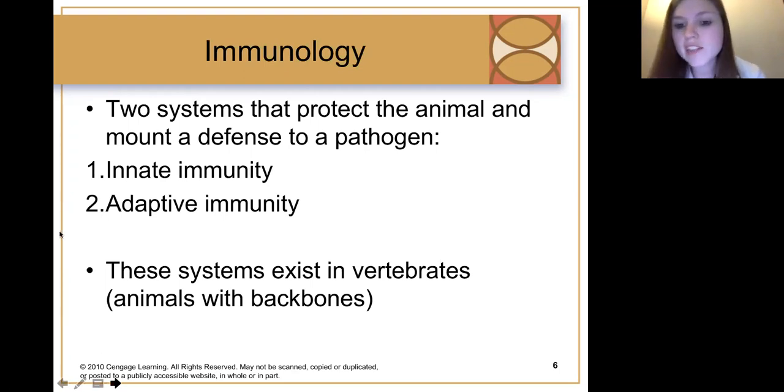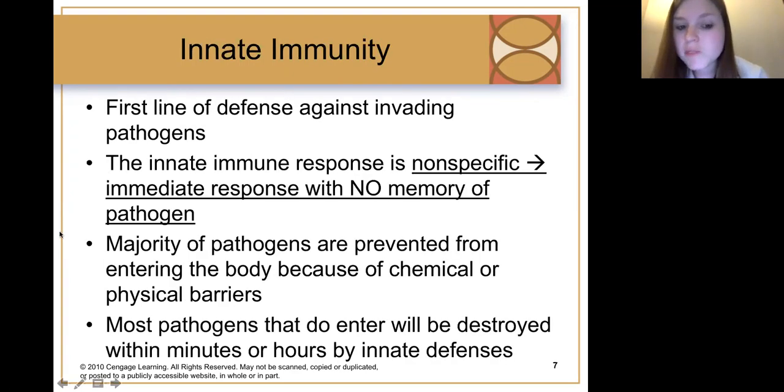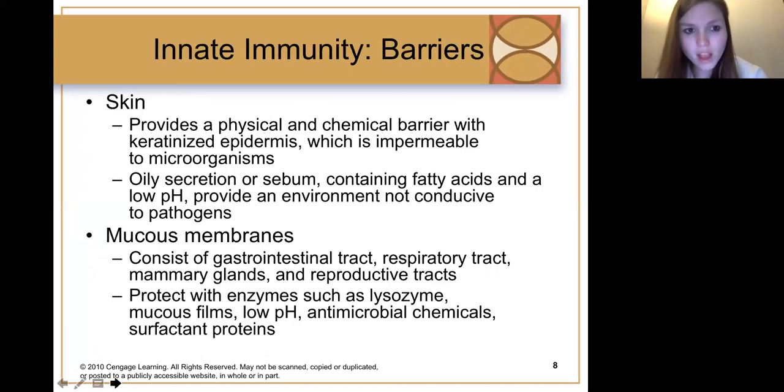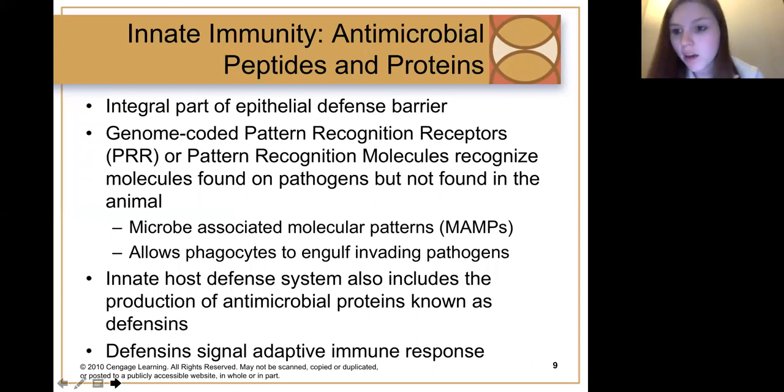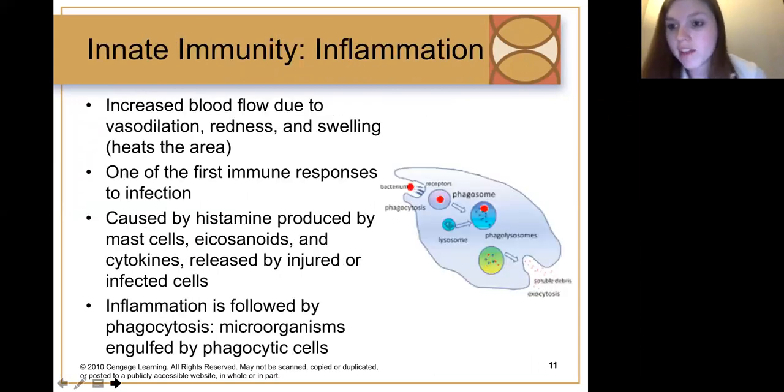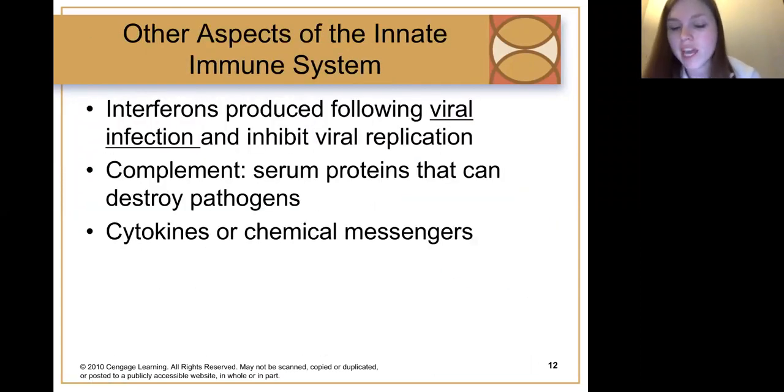Innate is non-specific and has no memory of the pathogen. Animals are born with this innate immunity. Adaptive immunity is very specific. That can come from colostrum, which is why colostrum is so important for newborn animals. And that's something animals can develop over their lifetime.